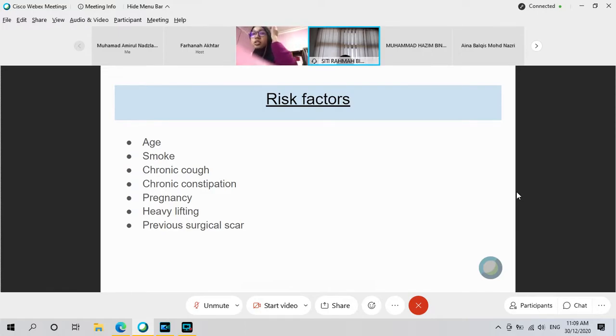Okay, so first the risk factor is age. This is because as years progress, the tissue and the muscles get weaker, and this will increase the risk of getting hernia. Second is smoking.